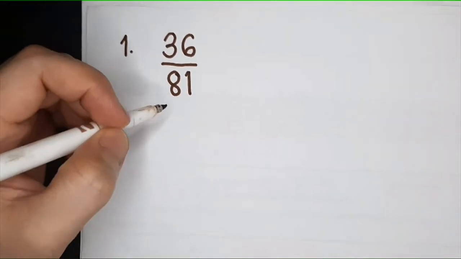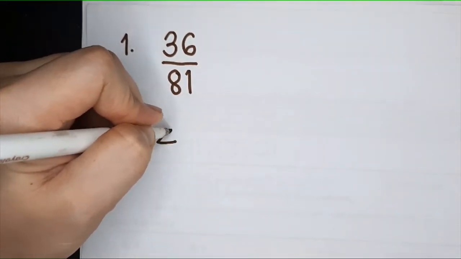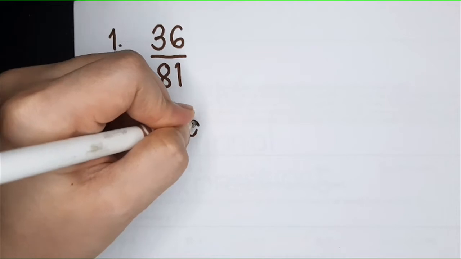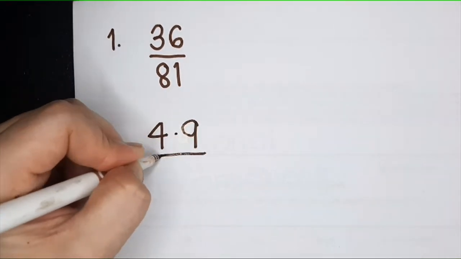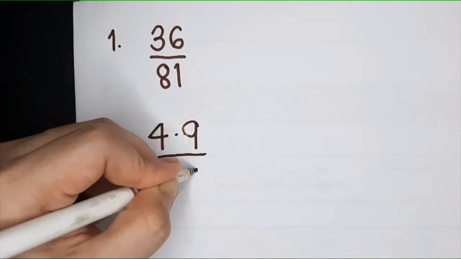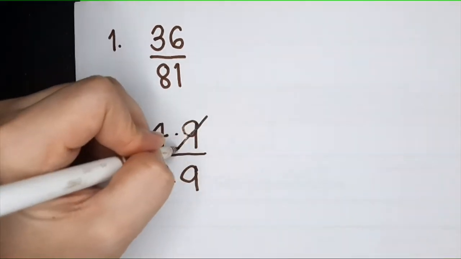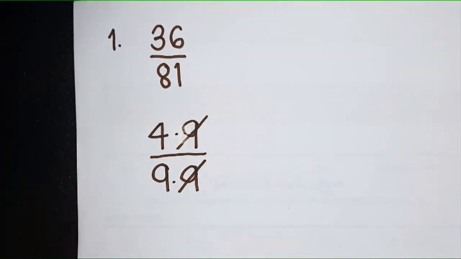So, if you're good enough, you can think of it right away. 36 is 4 times 9. Alright? And 81 is 9 times 9. So, that's it. You can cancel 9, both in the numerator and the denominator. So, your final answer is 4 over 9.